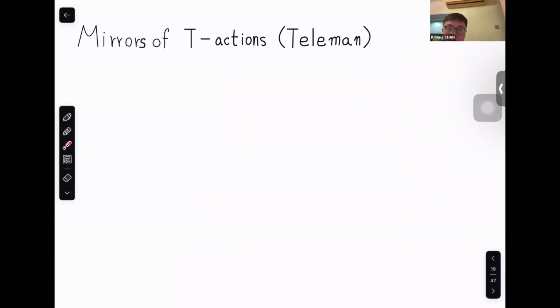So in the remaining time, I would like to explain the relation of our theorem with 2D mirror symmetry as well as 3D mirror symmetry. The title of my talk is Mirror Symmetry for Non-Abelian Actions, so it may be better to record something about the mirrors for T actions, for abelian actions. Many of these things are due to Teleman.